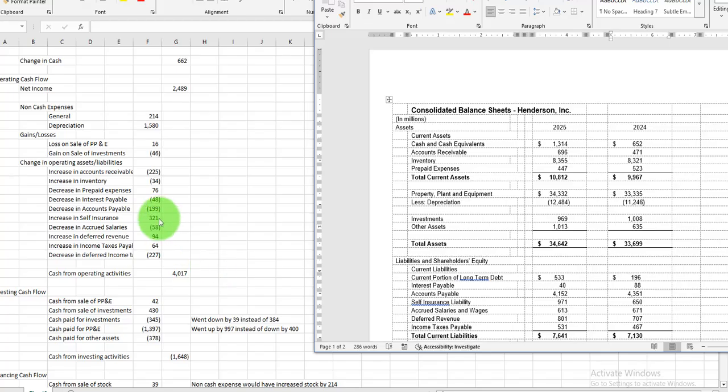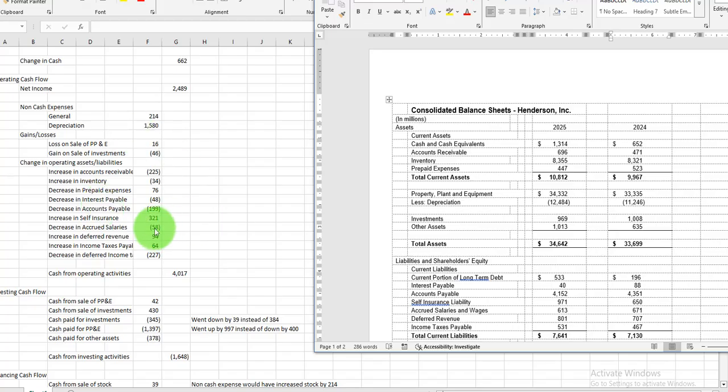So interest payable went down 48. So we paid it off, so it's a negative cash. Accounts payable went down 199, the difference between the two. Self-insurance liability jumped up by 321. So that's stuff we did not have to pay. That's why we owe more.